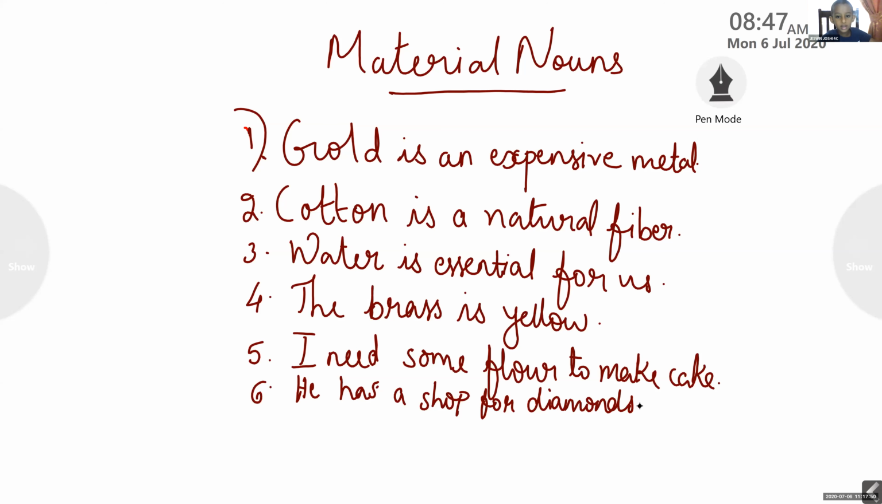Gold is an expensive metal. Which are the material nouns there? Gold. Only gold? Metal also. So we got two material nouns over here, gold and metal. Now, Eva Rose, can you read the second one? Cotton is a natural fiber. Cotton and fiber. Very good.